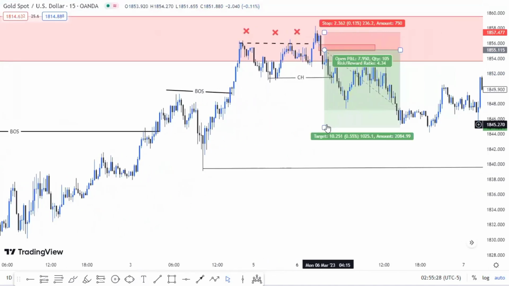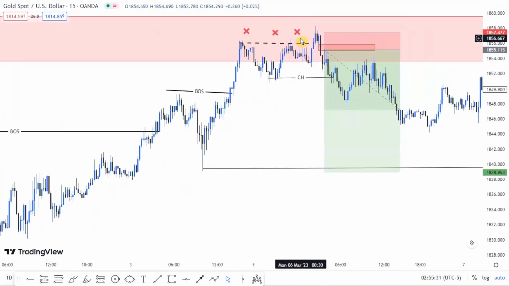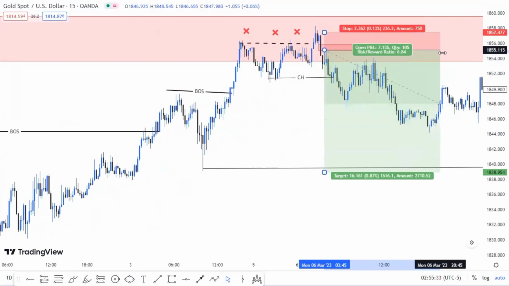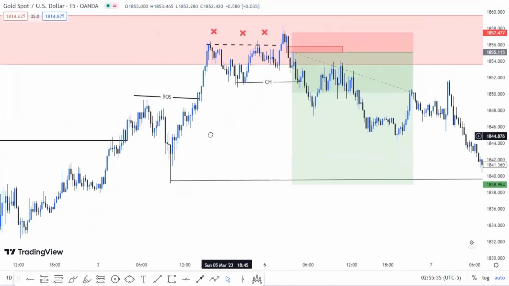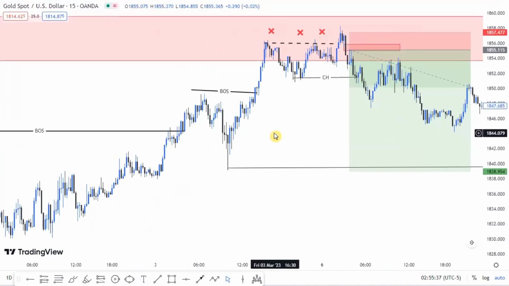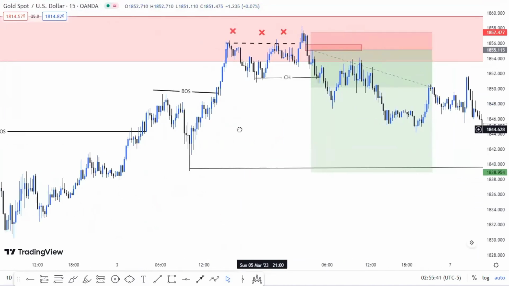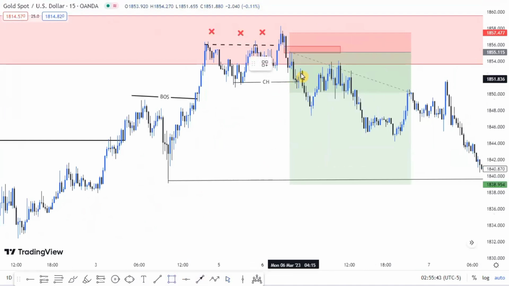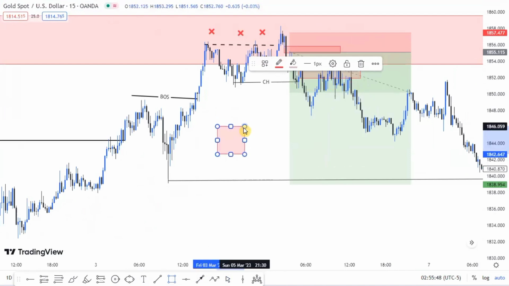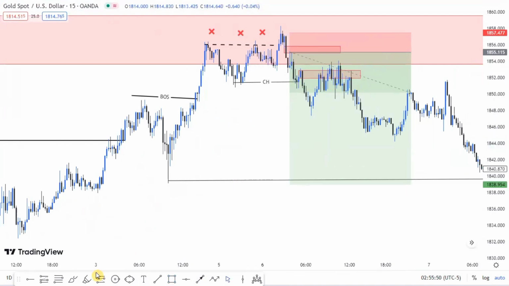Now going back so that you can clearly see the whole thing. It might still not be visible, so let me zoom in a little bit so that you can clearly see the whole thing. There was an imbalance on the 15 minutes time frame.